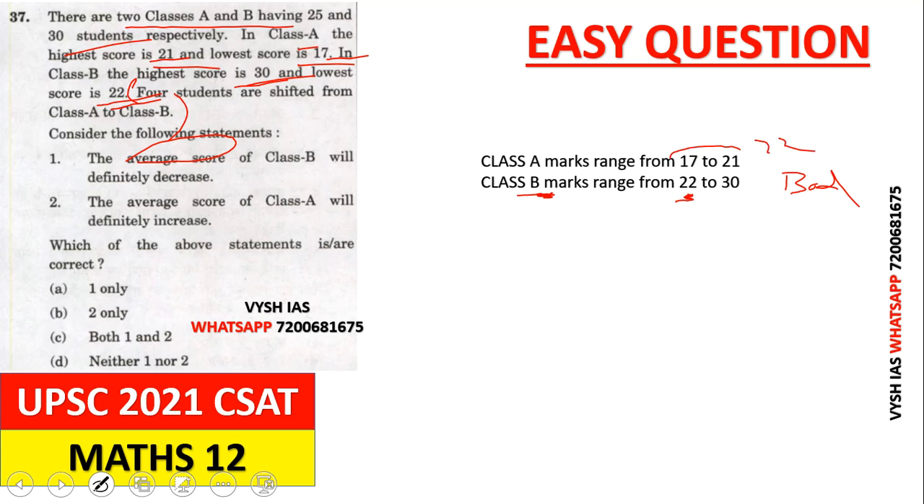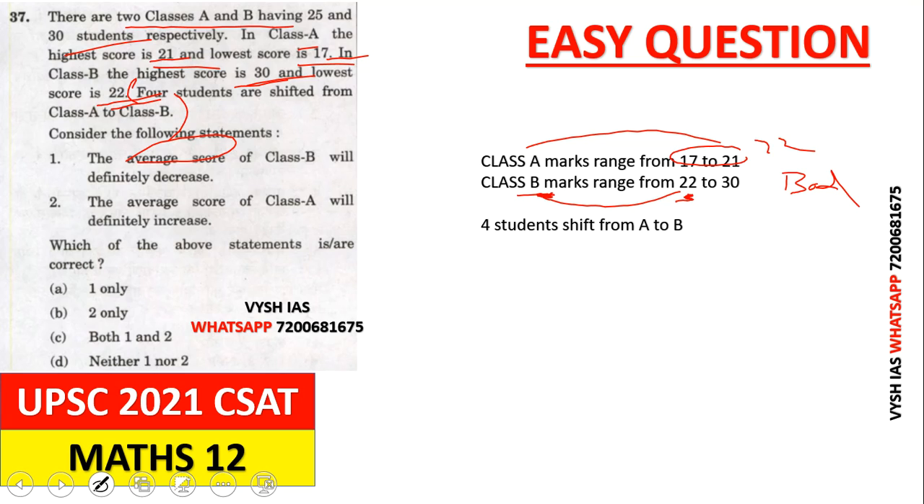Because in class A, all are even poorer. Understanding? The highest topper of class A has 21 marks. But the bottom person of class B has 22. Now what we are doing in this question is shifting students from A to B.